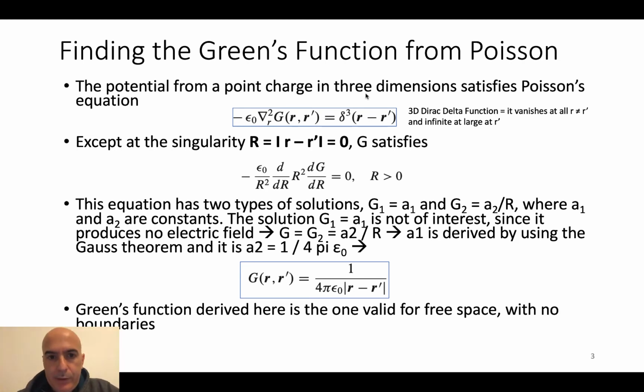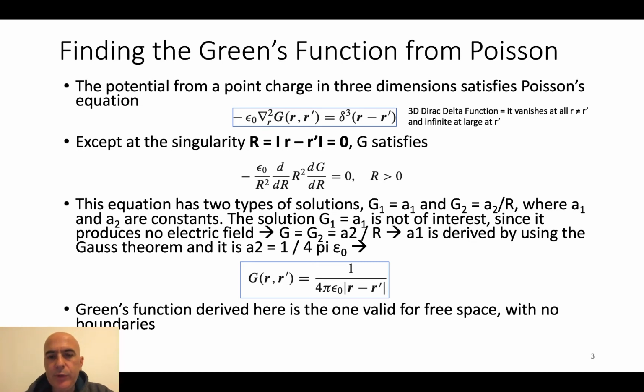If we eliminate the singularity, so we study this equation except for R minus R prime equal to 0, where we have this singularity, we can write our equation in this way. For capital R greater than 0, we take the Laplacian in spherical coordinates, which transforms to the following equation. This eliminates the source part because we are taking all R greater than 0.